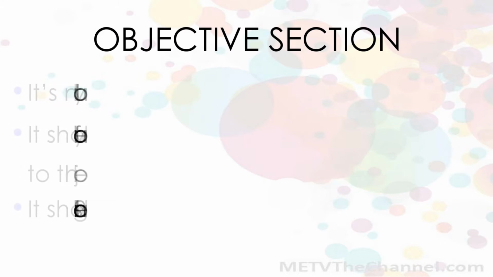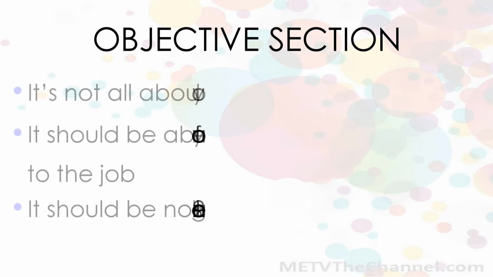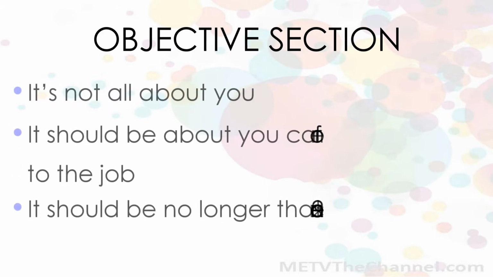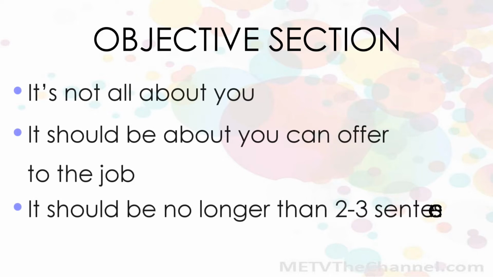The next section we're going to discuss is the objective section. Now, it could be considered outdated to include an objective in your resume, so please keep that in mind. But if you do decide to use one, remember, it's not all about you. It should be about what you can offer to the job, and it should be no longer than 2 to 3 sentences long.